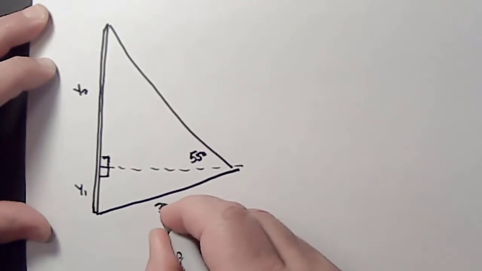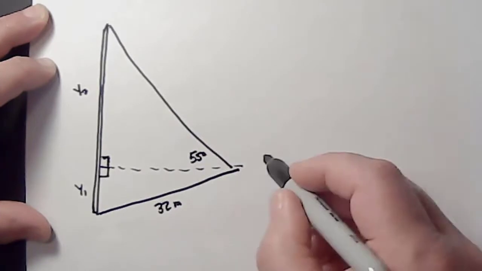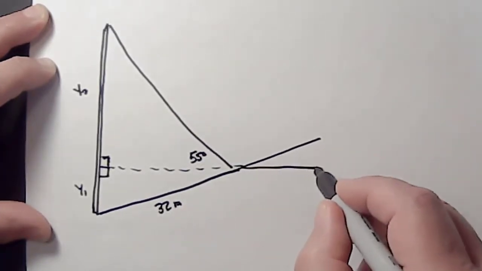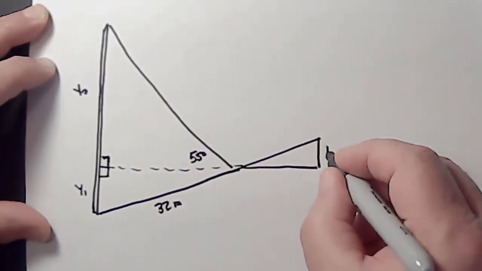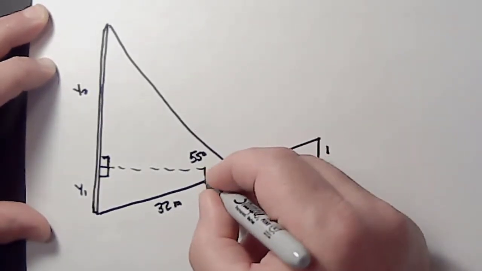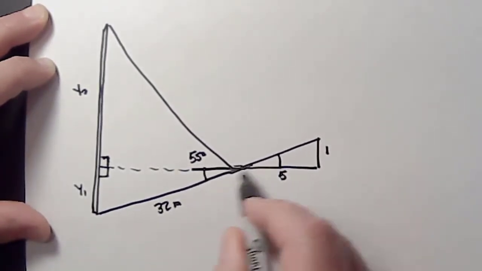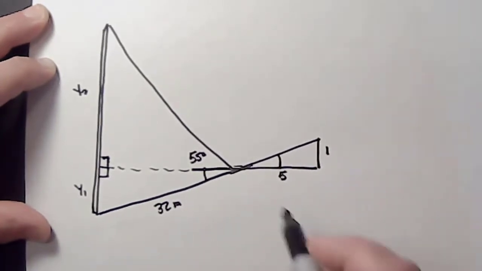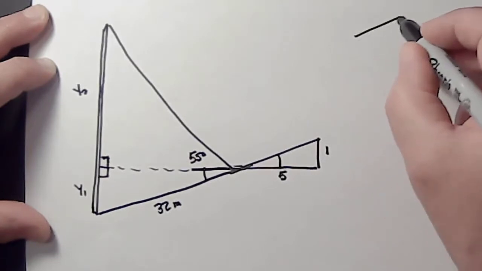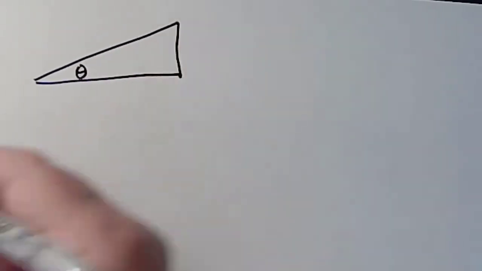I know this side is 32 meters. And I know that this triangle has the relationship 1 to 5. So our first job is to find this angle, which will also be the same as this angle, because these are both straight lines. So any angle here has to be the same as any angle over there. Let's begin with that. I will call this angle theta, which means this angle is also theta.